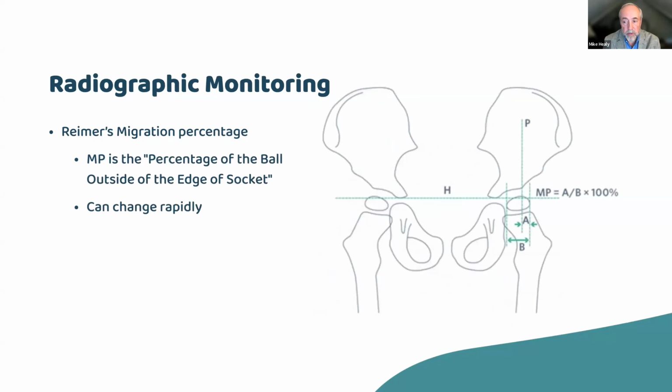What do we do with this information? We look at Reimer's migration percentage. It is mathematically the percentage of the ball that's outside the edge of the socket. So it's a ratio, as you can see here, of that portion of the head that's outside the socket relative to the entirety of the femoral head. That percentage can change rapidly, as you saw in that previous example.